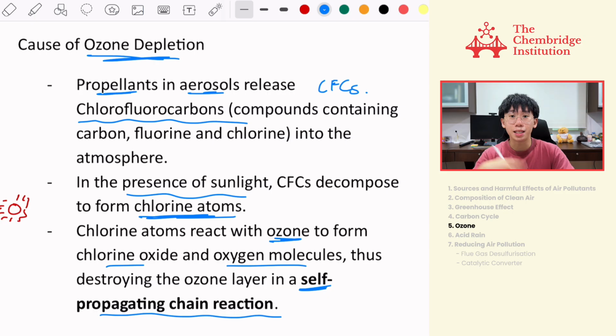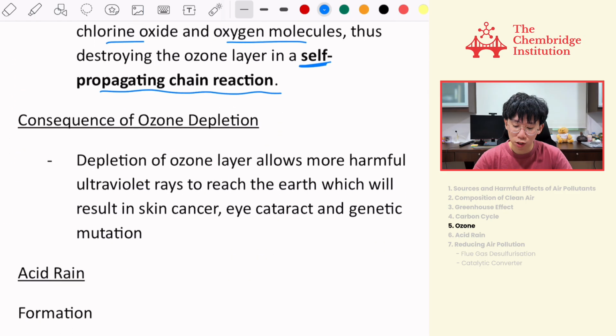So with your ozone being depleted like this, the consequence of ozone depletion is that the depletion of the ozone layer will allow more harmful UV rays to reach the earth.